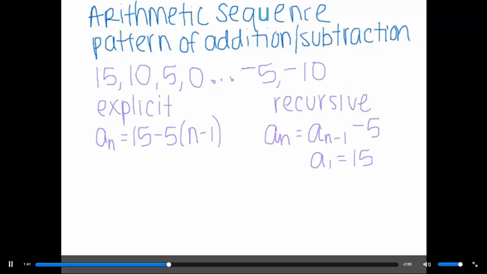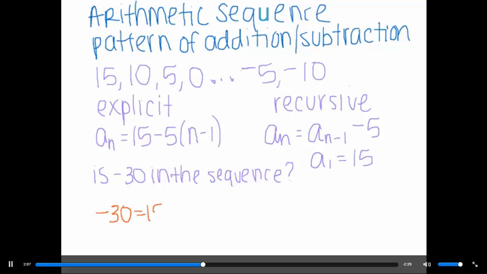So a question might be asked, is -30 in the sequence? Now I guess this is kind of a simple question because -30 is a multiple of 5, so you should kind of already know that that's true. But if you were to check that answer, you'd say, okay, I'm going to take my formula, explicit's probably the best one, and say, let's see if I can find out what n is by setting my formula equal to -30.